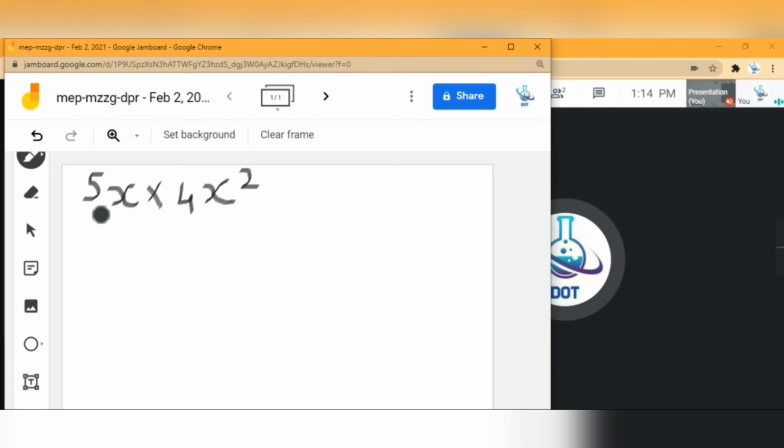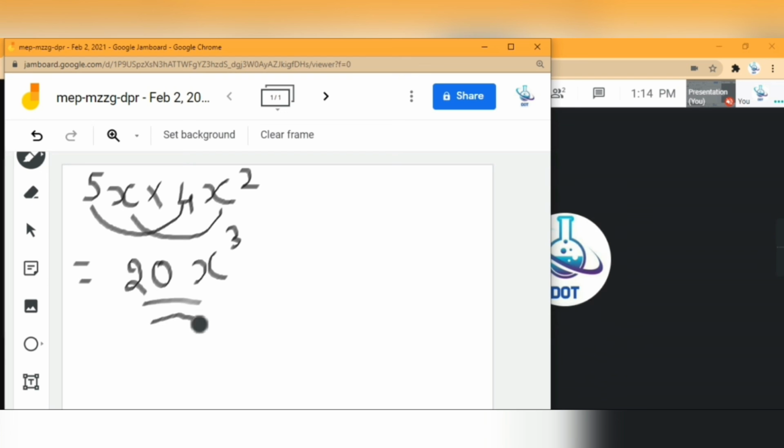If you are thinking how it can be multiplied, then we can take it like this. First we can multiply 5 into 4. We can write it as 5 4s are 20. Then x into x square. X square into x will give x cube. So the answer is 20x cube. It's quite simple, multiplication also.